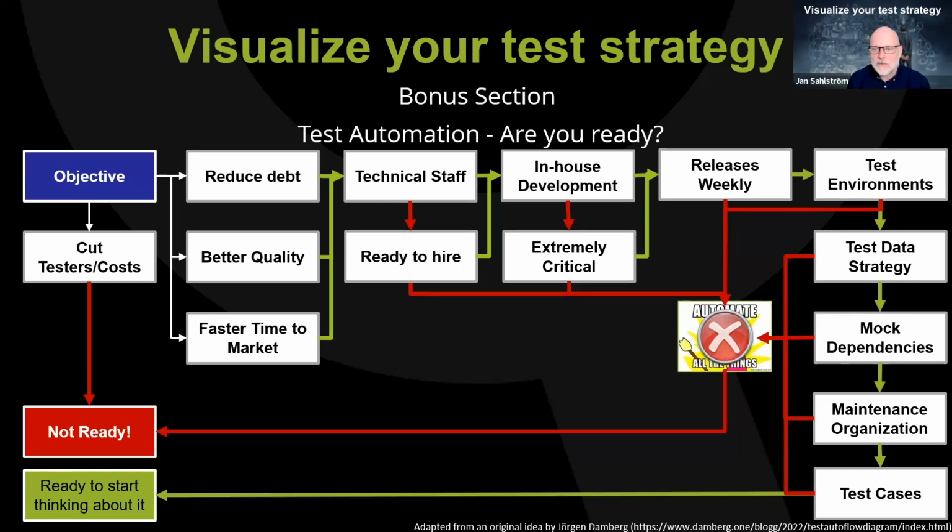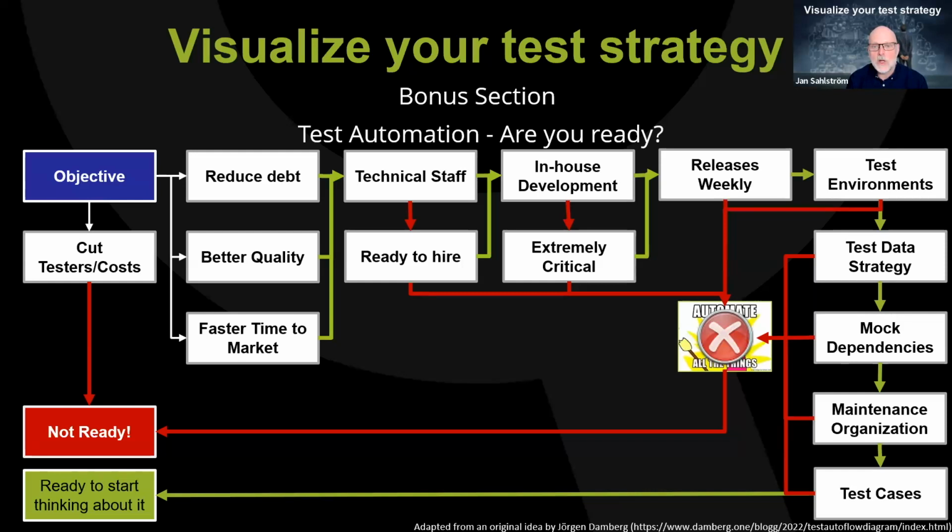Do you have the staff that is needed to do test automation? If not, are you ready to hire, etc.? So this is a step-by-step chart that you can look at and say, yay or nay. The green ones are, of course, a yes. The red arrows are a no. And if you get to the bottom where you actually have yes on everything, you have the test cases, the maintenance organization, the test data strategy, you can mock dependencies, you have the environment ready, etc., then you can start looking at test automation on a wider scale.